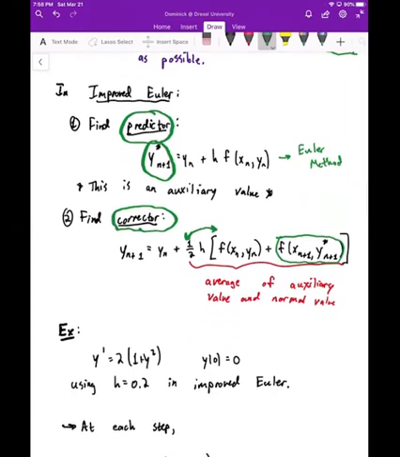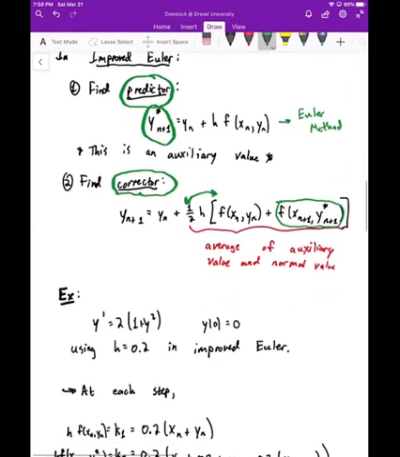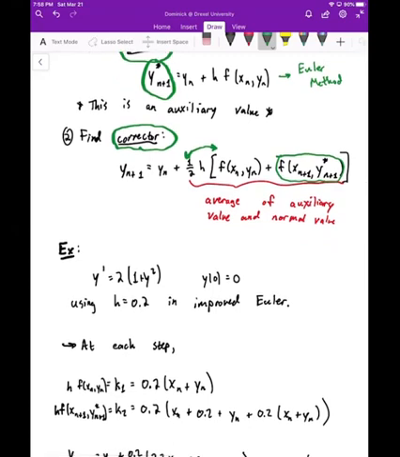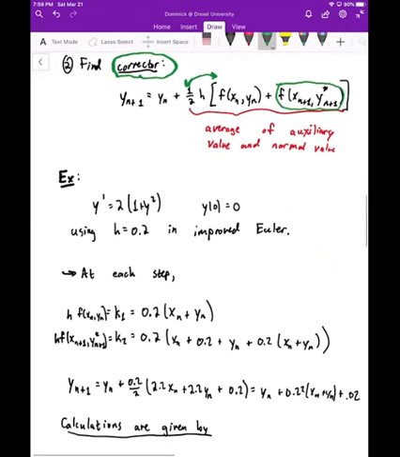But let's take a look at a particular example and see how we can apply this. Okay, so we're going to assume that our problem is y prime equals 2 times 1 plus y squared. And of course, we're just taking the initial condition y of 0 is 0, which basically means that our first point is 0, 0.